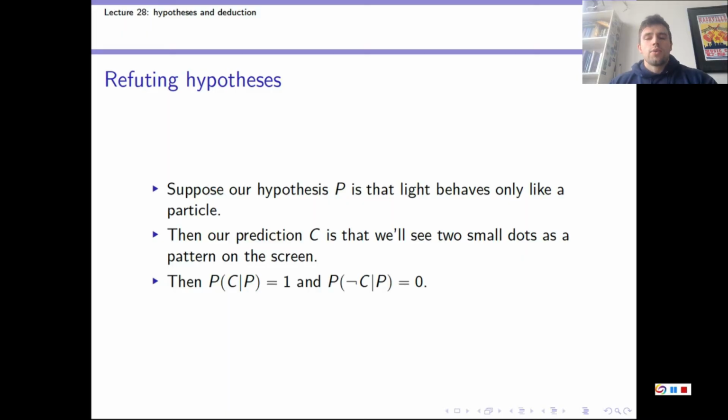So let's pause here for a question. Well, our degree of belief in the prediction C given the hypothesis P should be 1, because the hypothesis implies that prediction. That is, we deduce the prediction from the hypothesis.